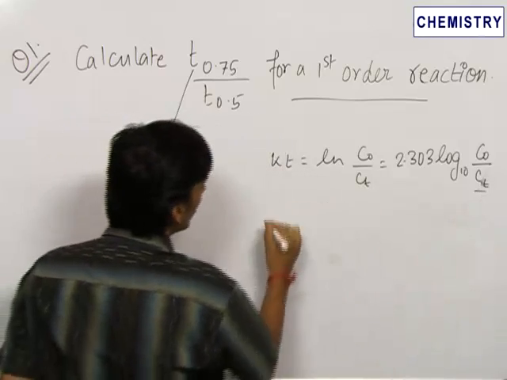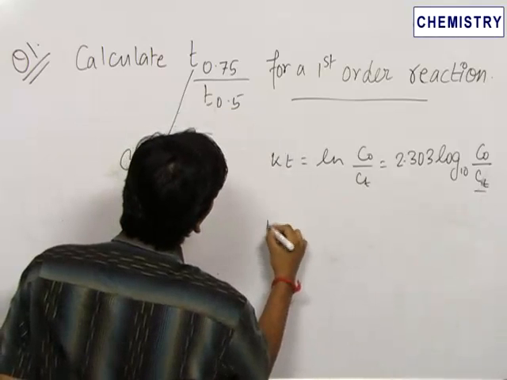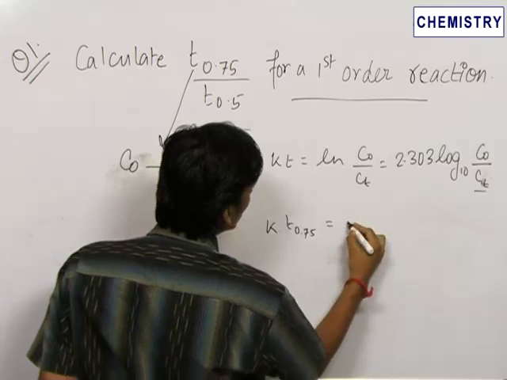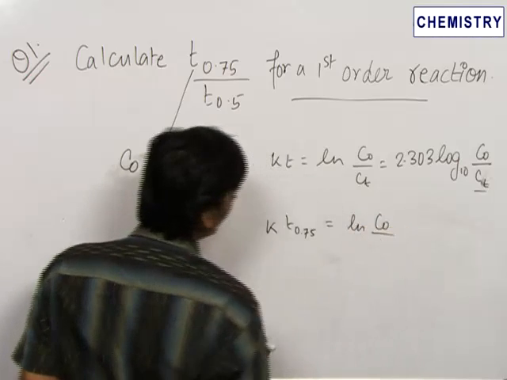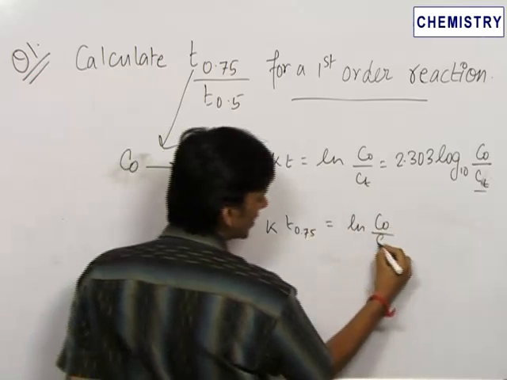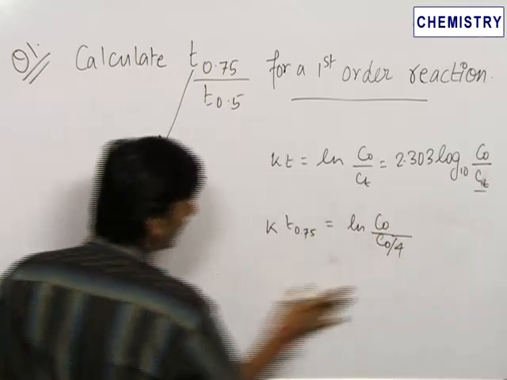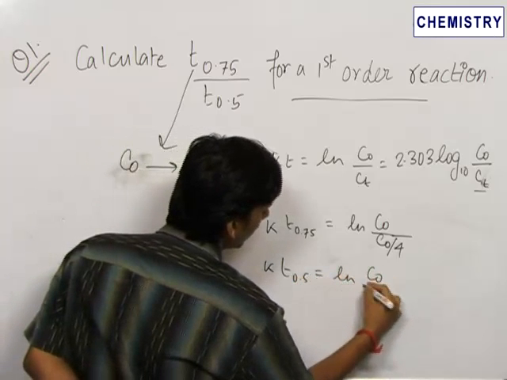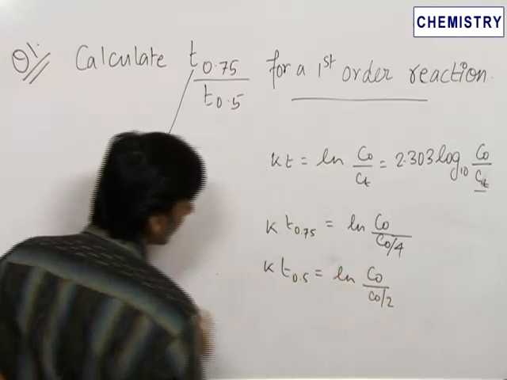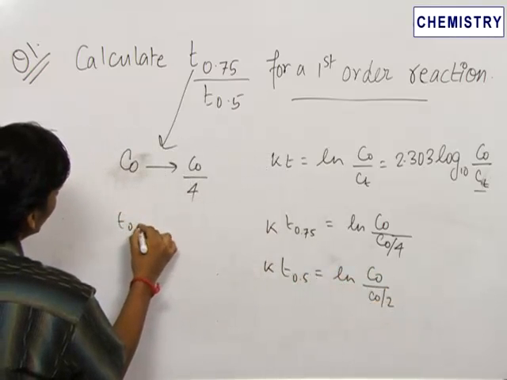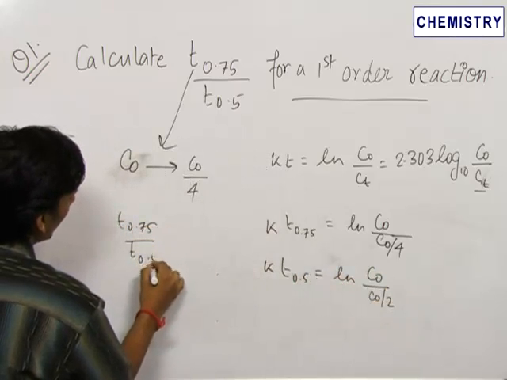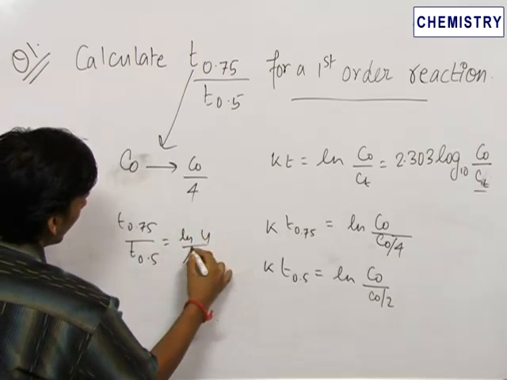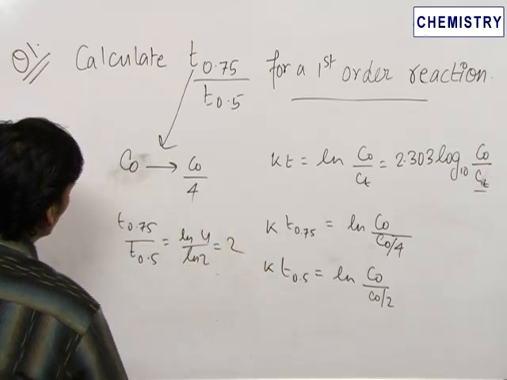So on using this formula we get K into T of 0.75 will be equal to ln of C0 upon, now since 3/4 of the reaction is complete, the initial reactant is only 1/4 left. Similarly for Kt 0.5, this will be equal to ln of C0 upon C0 by 2. On dividing these two we get T of 0.75 upon T of 0.5 is equal to ln 4 upon ln 2, that is equal to 2.